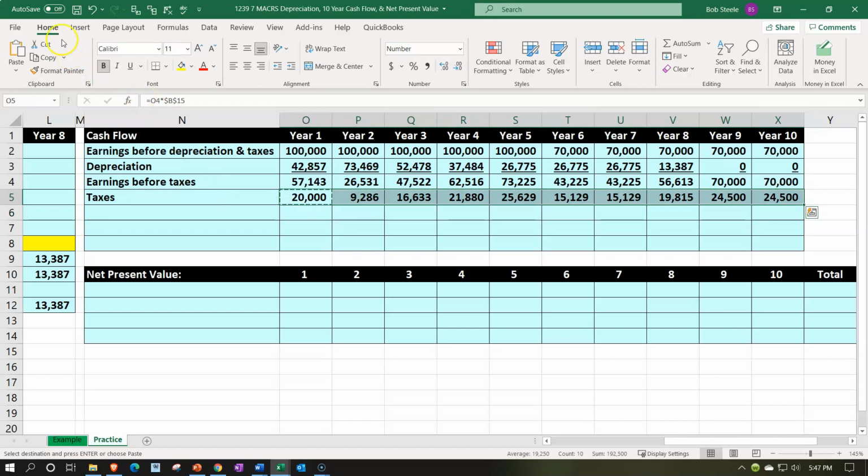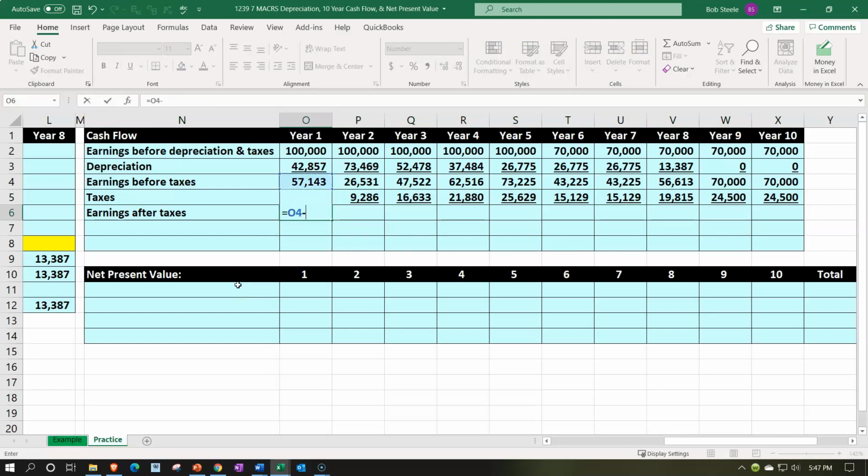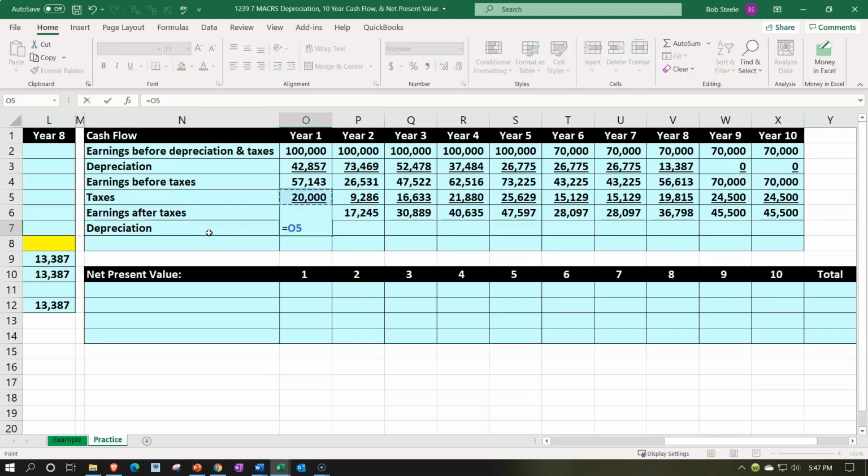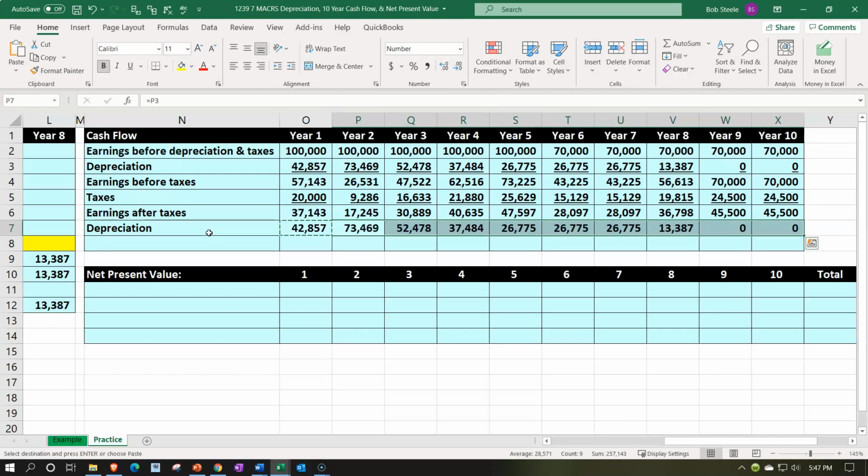So then let's go to the home tab, font group, and underline it. And then we calculate the earnings after taxes this time. The 57,143 minus the 20,000. Let's give that a copy and a paste because that's the same all the way across. There we have that. Then we'll put the depreciation back in place. That's going to be equal to the depreciation. Copying that, pasting it all the way across.